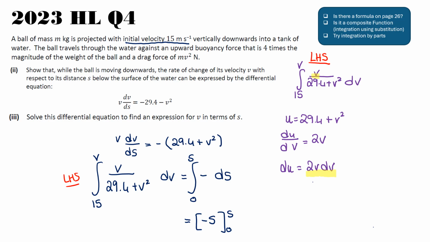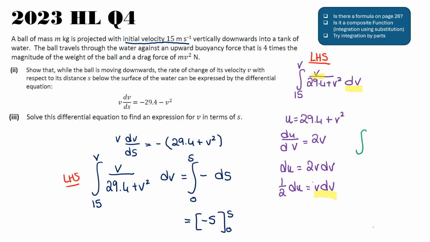Now if you look at our question, we have a v dv. We don't actually have the 2. So what we can do is bring that 2 back over the line as a half. So we have a half du is equal to v dv, and now we can sub that in for the bit in yellow, which means when we get to our integration by substitution, it's going to look something like this.